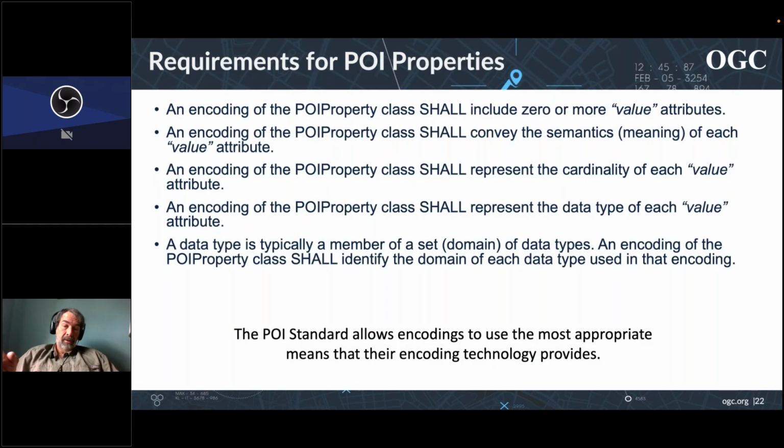Any questions? Okay. POI properties, it should have zero or more value attributes that convey semantics. Okay, we'll go through all this. This gets a little bit more complicated because how you actually implement the attribute type is very dependent upon the technology you're using. A lot of what's called for in the attribute type is actually represented in the syntax of the encoding. So a POI property JSON object definition includes the cardinality, it includes the data type. So I think we've actually met the requirements for POI property in the way we've implemented it in the GeoJSON schema for POI.